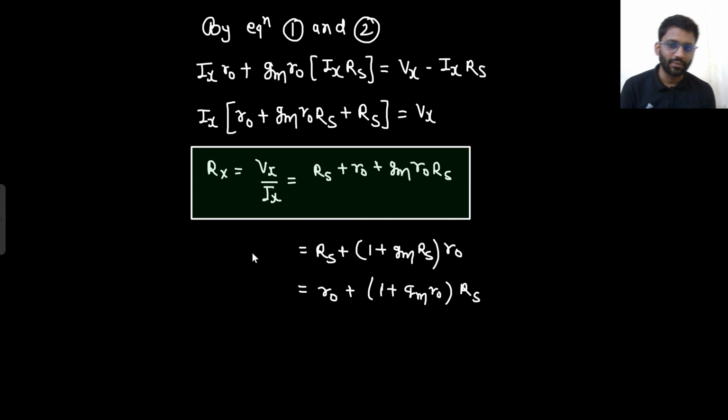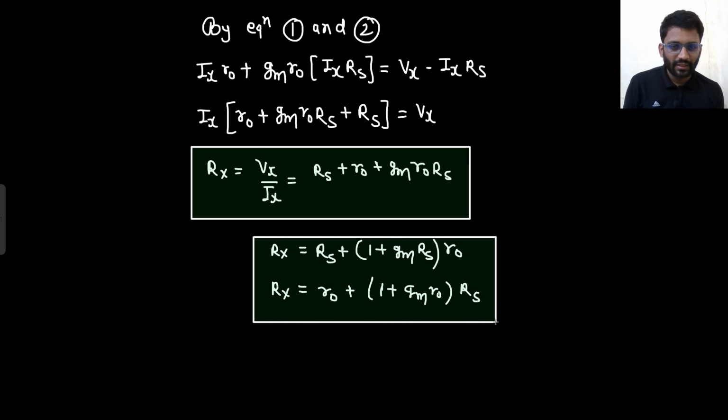These are also the ways. This is also Rx. Here I put Rs as it is, I took R0 as common, 1 plus Gm Rs. Here I put R0 as it is, I took Rs as common, 1 plus Gm R0. These are the other ways.